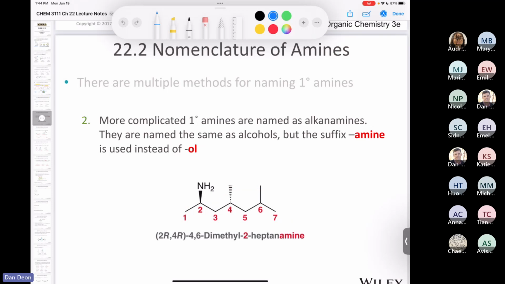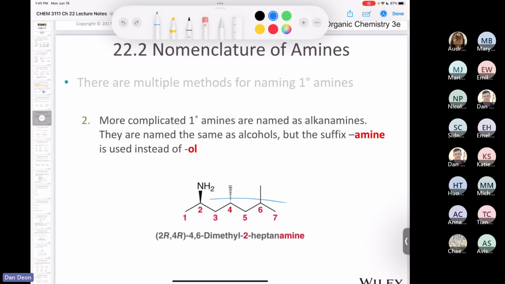What you do is you find the parent chain that contains the amino group on it, the NH2 group, and you name all of that, and then you call it an amine. So here you see the longest carbon chain that contains the functional group is 7 carbons. So that's some kind of heptane. Since the amino group, the NH2 group, which we call an amino group, is on carbon 2, we call it 2-heptanamine. All right. So that's how we would do that.